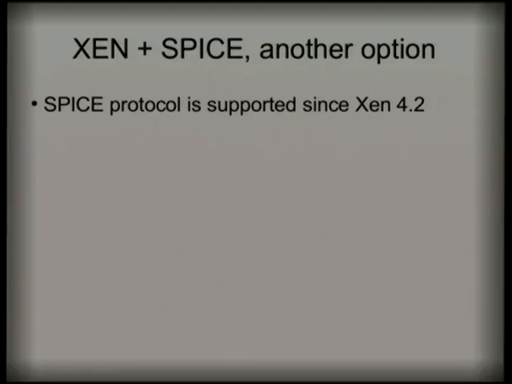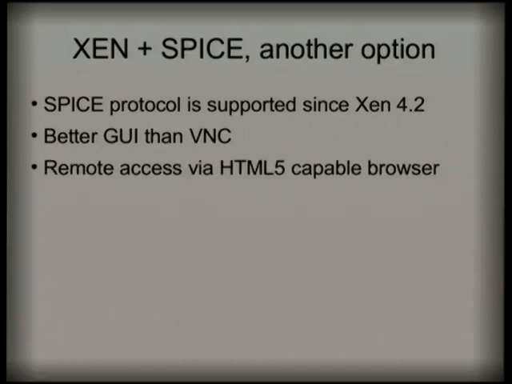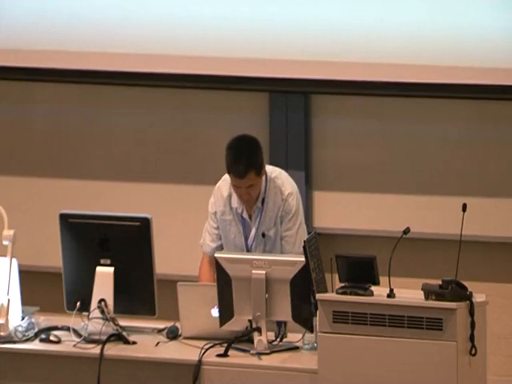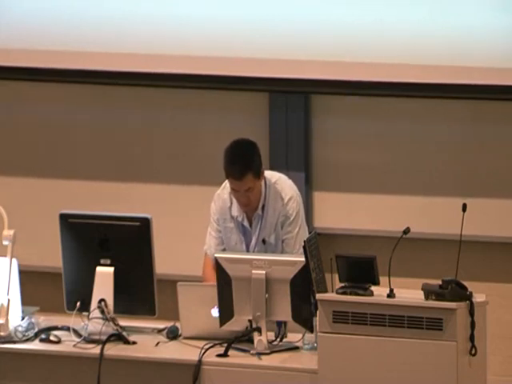Besides that, we also set up another alternative option for the networking labs. Since Xen 4.2, they support the SPICE protocol, which is similar to VNC, a remote desktop protocol, but it has much better GUI performance than VNC. It also makes it possible for the user to access the VM through an HTML5-capable browser. Next, I will do some demo on our setup of the VM Chooser.